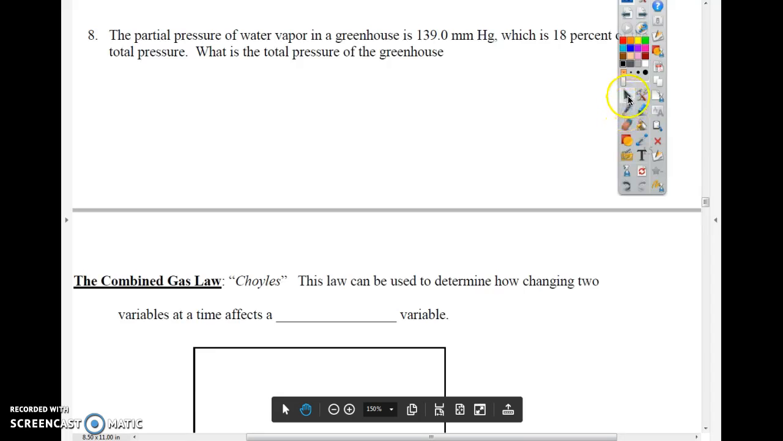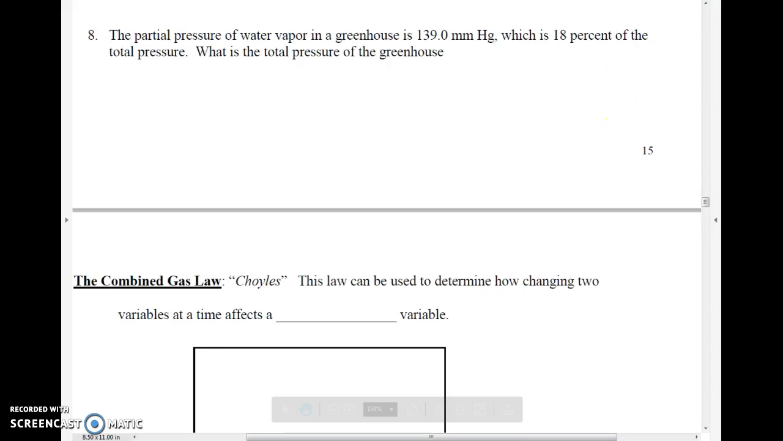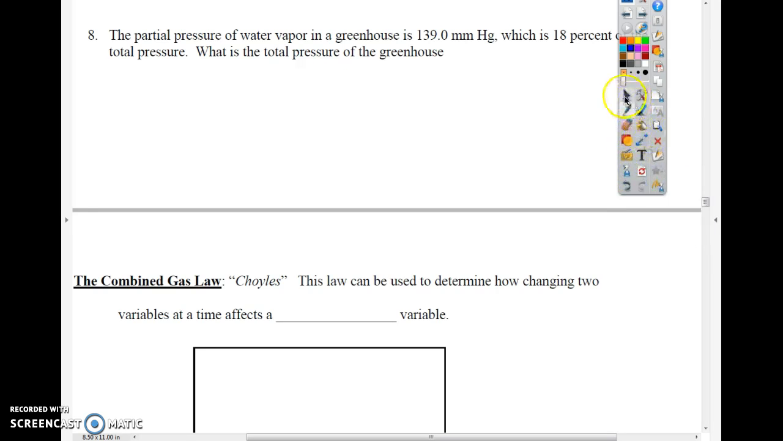So now this one is asking us for different stuff. It is asking us for total pressure. It's telling us that the pressure listed here, 139.0 millimeters of mercury, is 18% of the total pressure. So when you do a problem like this, you should be getting a pressure that is larger than 139.0 millimeters of mercury. Keep that in mind. A lot of times people see a percent and a pressure, and they're just so used to taking percentages and multiplying them, but that would actually give you a smaller number. Remember, if it's asking for total pressure, your number should be bigger than the partial pressure that you're given.